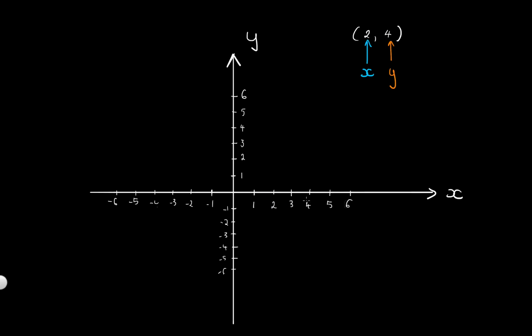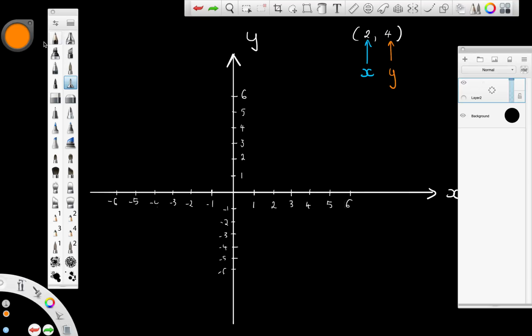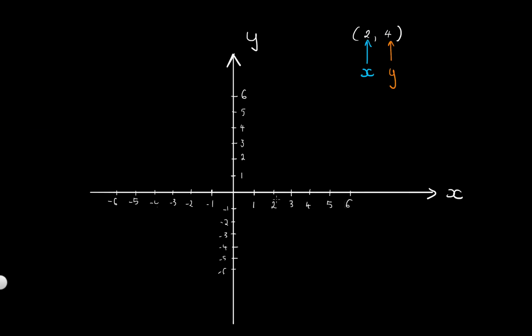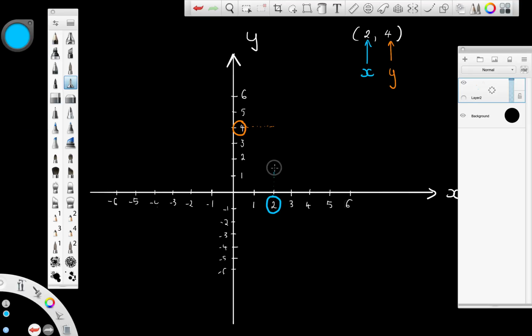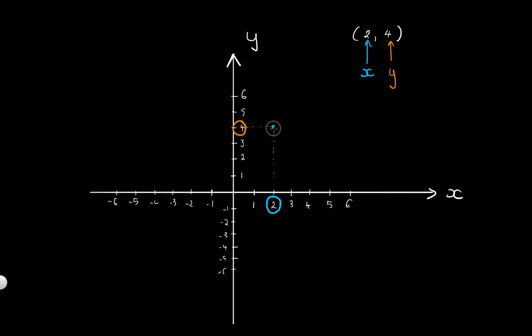Actually, I'll probably do that in the right colour, I think. So there's our x value, 2. And our y value is 4, so look up and down the y-axis for the 4. There it is there. So the point (2, 4) will be where these two points come together, somewhere along there and somewhere along there. So the point actually is there. That's where the point (2, 4) is.